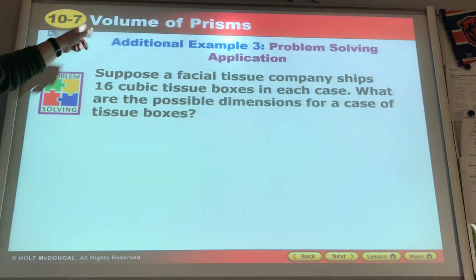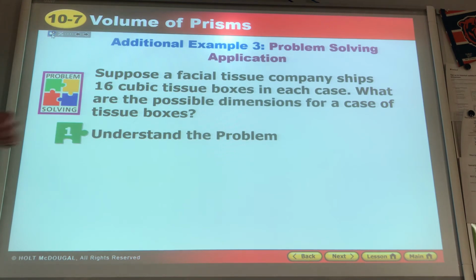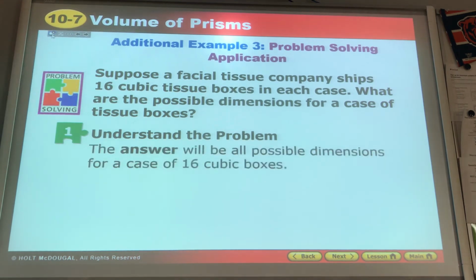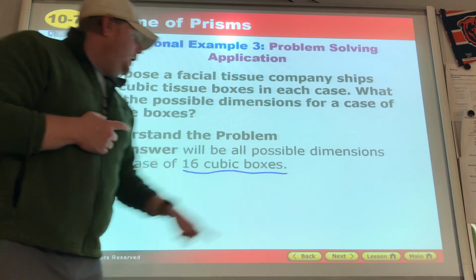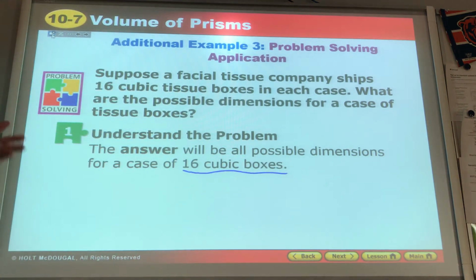What are the possible dimensions for a case of tissue boxes? So we've got to work backwards. Understand the problem. The answer will be the possible dimensions for a case of 16 cubic boxes. This will be the answer. 16 cubic boxes. They gave us the volume. They're asking us for the dimensions of the tissue box.